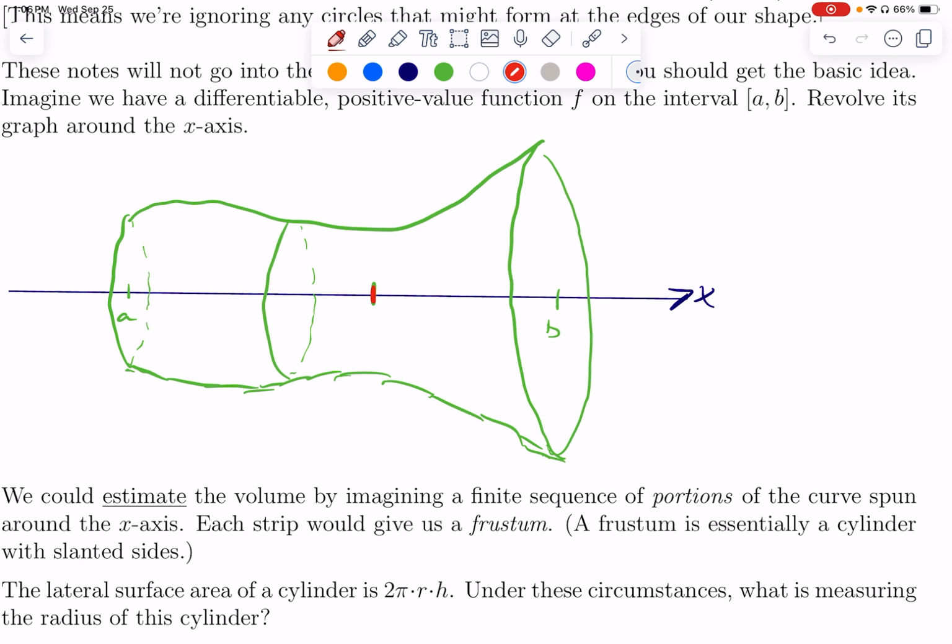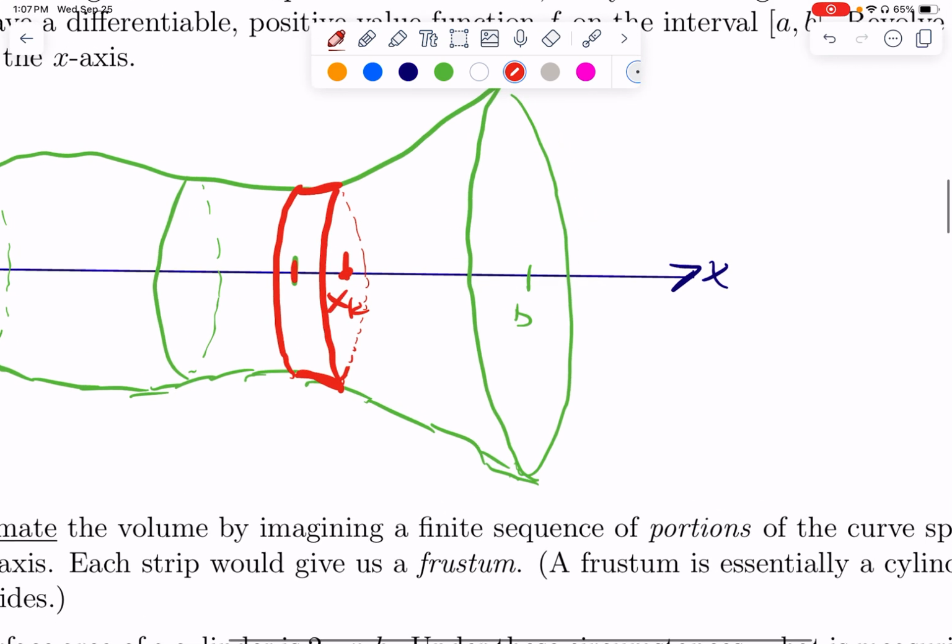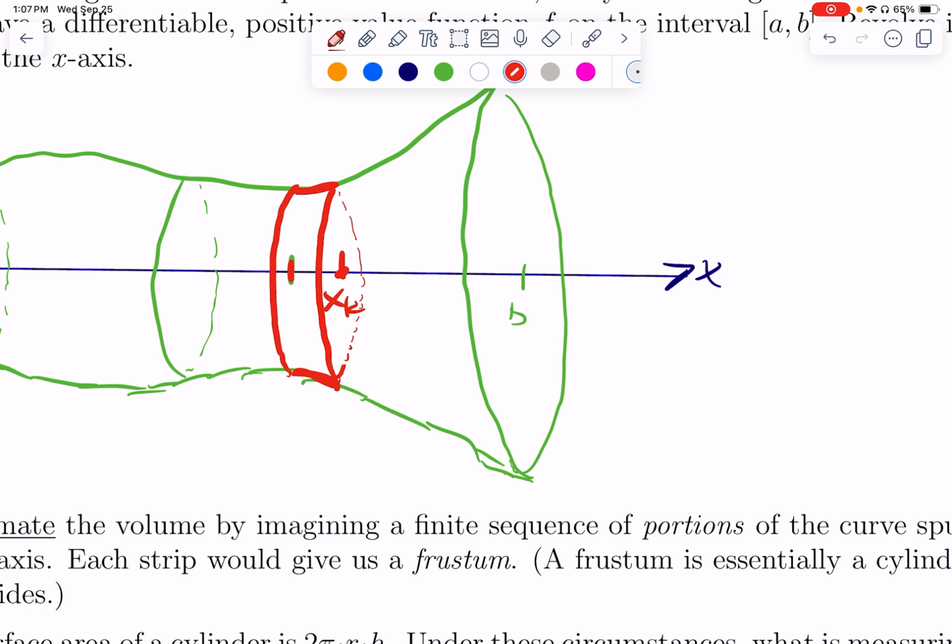Let me change the color. Corresponding to, say, here's like x sub k. So let's imagine we're just taking this portion right here and spinning that around. Right, so we're imagining just that little strip. So what that strip looks like, from a certain point of view, you might say it's a cylinder, right? It's round, and the radius here is actually drawn vertically, right? The radius is how far is it from this to the outer edge, because the roundness happens vertically. And then this is like the height.